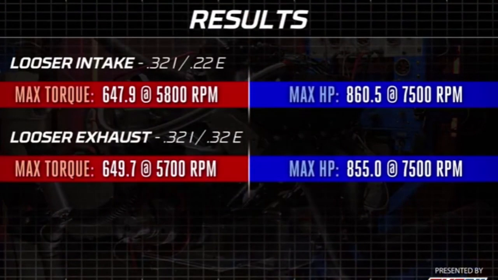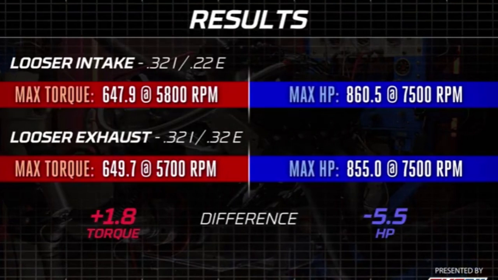Okay, will it be better? Will it be worse? We always have the knee-jerk of wanting to talk about it, but you've got to look at the actual data. That says 855 horsepower, down 5, 649.7 pound-feet of torque, up microscopically. How about we lay it over and see what we did?